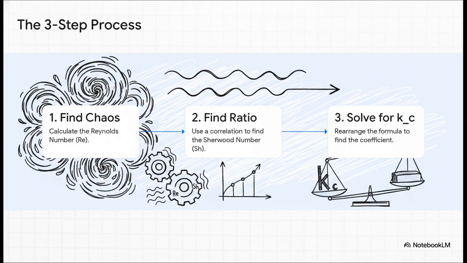So this all boils down to a super straightforward three-step recipe. Step 1, calculate the Reynolds number. Find the chaos. Step 2, use a known equation, basically a recipe that other smart people figured out to find the Sherwood number. And step 3, you just do a little algebra on the Sherwood formula to pull out our magic number, Kc. That's it.